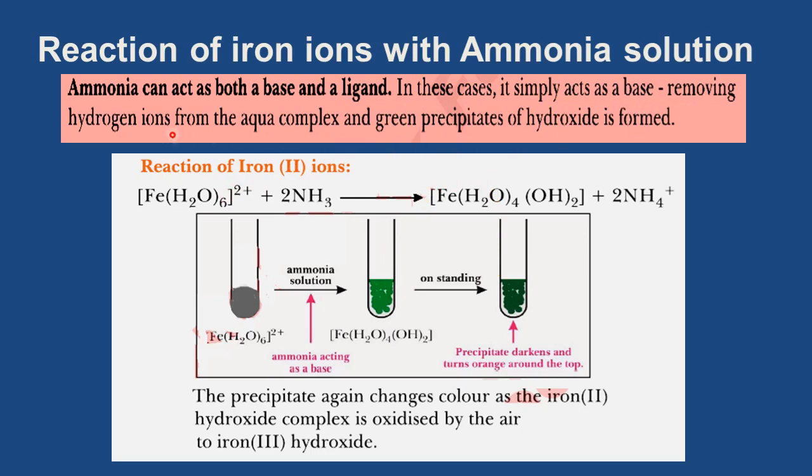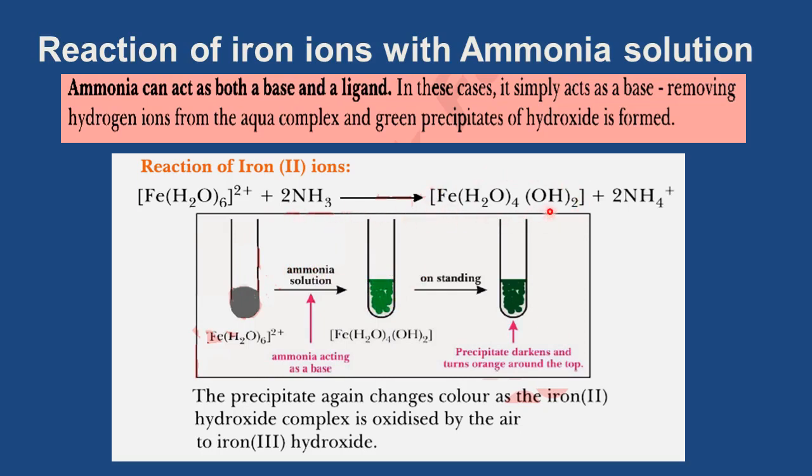Now students, this is hexaaqua iron 2 complex which is present in the solution. Now when we are going to react this solution with ammonia, we are going to add ammonia solution in this test tube and we are going to obtain green precipitates for the same complex that we had obtained for hydroxyl ions. It is tetraaquadihydroxo iron 2 complex. The oxidation state is 0.